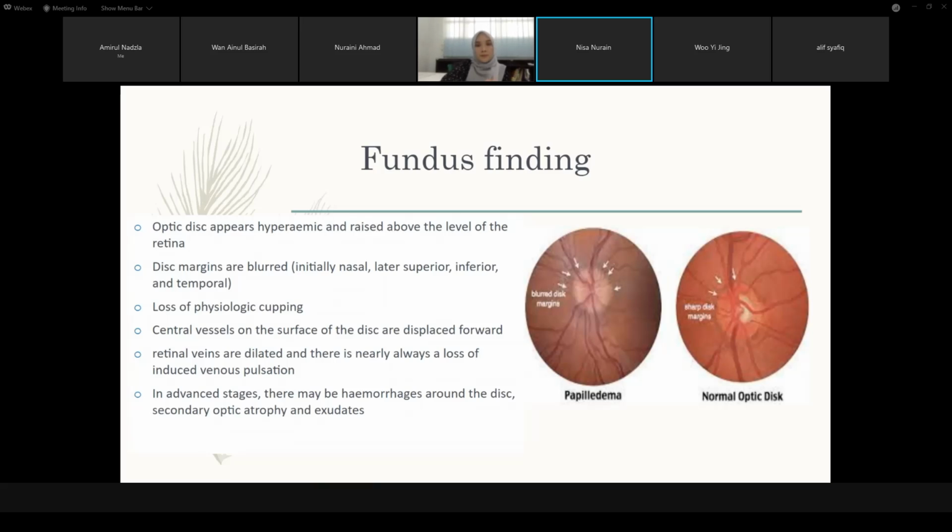So for the findings, we can see the optic disc appears hyperemic and raised above the level of the retina, and the disc margins are blurred initially at the nasal, and later it will go to superior, inferior, and temporal. So you can see between the normal and the papilloedema, the margin will be blurred. You cannot see the truly round margin. Okay. And then there is loss of physiologic cupping, and the central vessels on the surface of the disc are displaced forward. Retinal veins are dilated, and there is nearly always a loss of induced venous pulsation. And in advanced stage, there may be hemorrhage around the disc, secondary optic atrophy, and exudate.